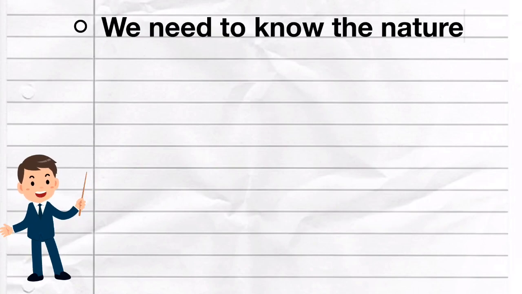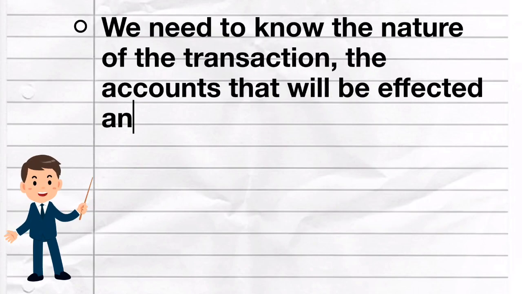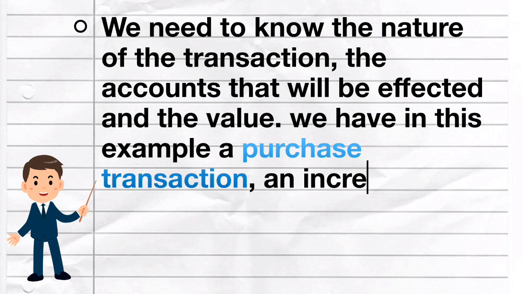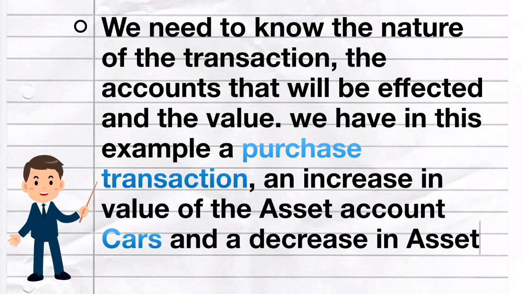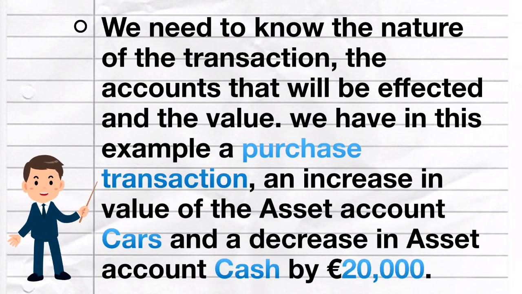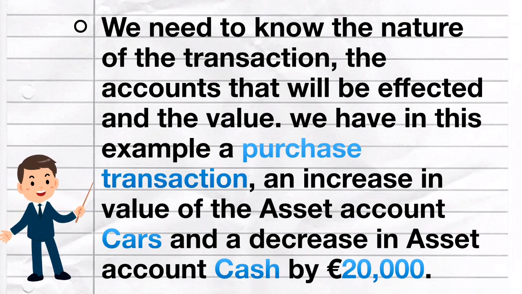Now remember, in recording a transaction, at least 2 accounts will be affected. So the second thing that we need to do is to identify these accounts. In this example, Viking purchased a car to use it in its business. The payment for the car was in cash. So basically, as a result of this purchase, we will have an increase in the asset account cars and a decrease in the asset account cash by the same amount of 20,000 euros.